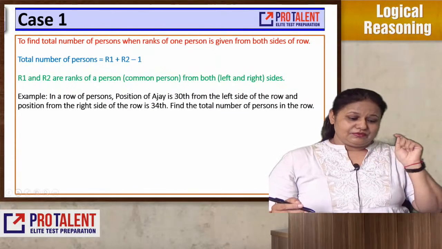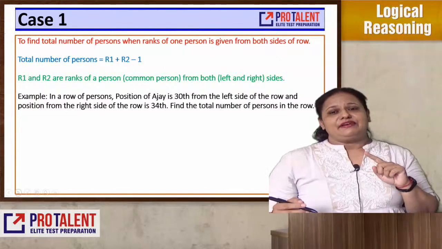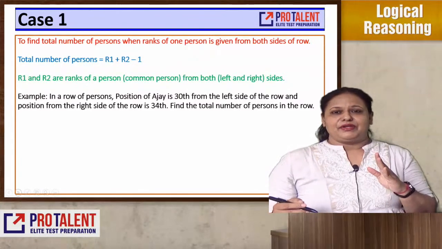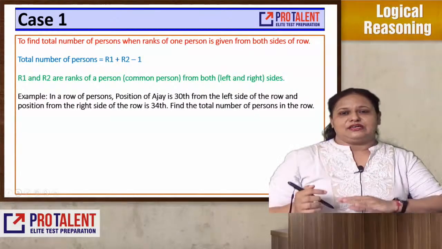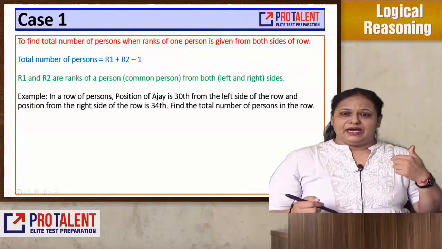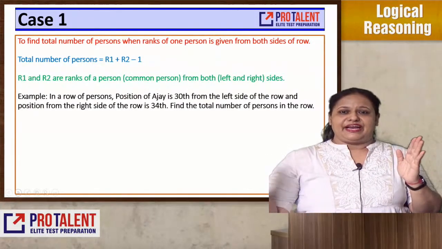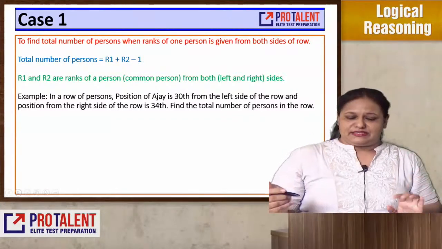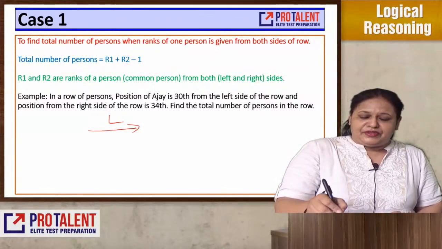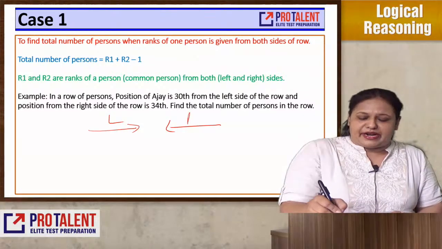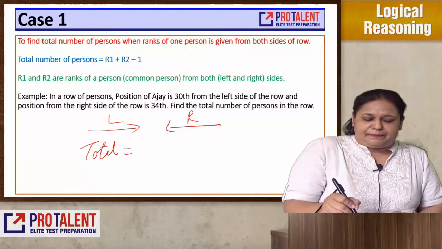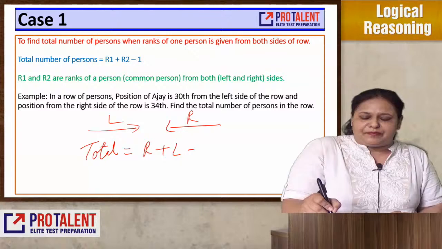When a rank is given, say somebody in the class is 5th from the first and 17th from the last, or top or last, or far behind, or left and right, basically they all mean the same. So you have a person whose position from the left is given, and the same person's position from the right is given. What we have to understand is that the total is going to be nothing but right plus left minus 1.